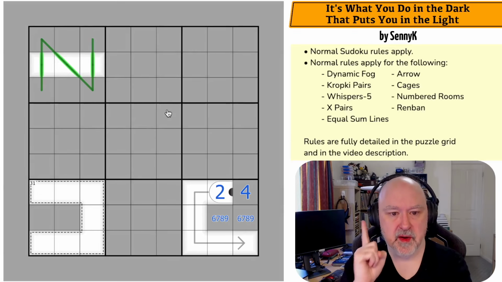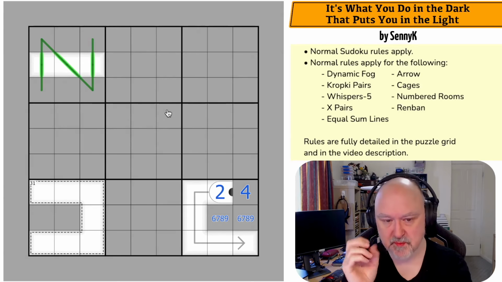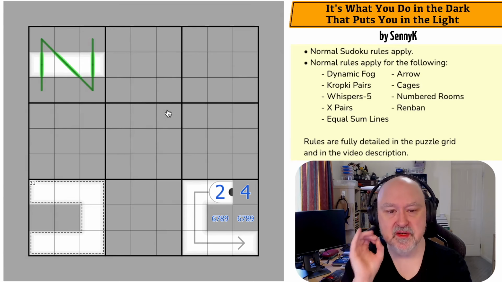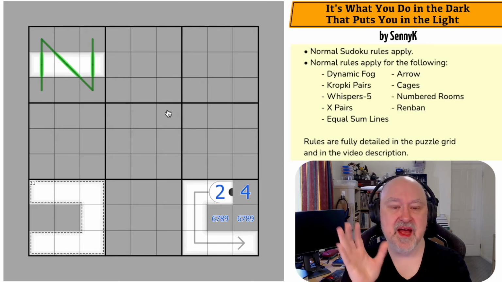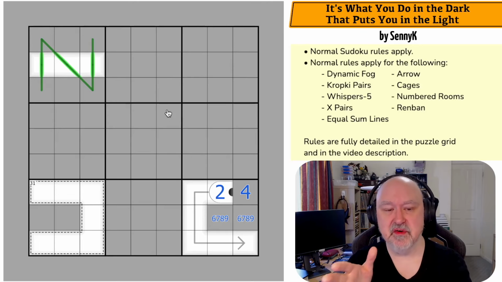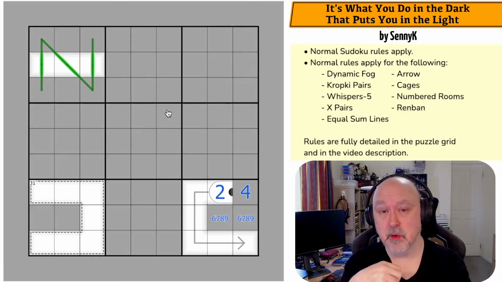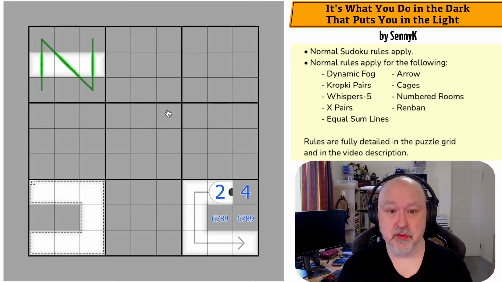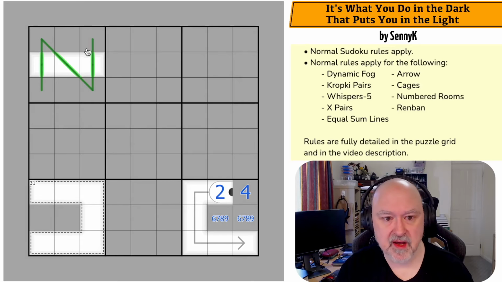Now, what do we know about whisper 5 lines? The first thing we can say is you cannot put a 5 on a whisper 5 line or a German whisper line, because you can't put anything next to it. In order to have at least 5 difference, you have to add or subtract 5 or more. If you add 5 or more to 5, you're at 10 or higher. If you subtract, you're at 0 or lower. None of that is possible in Sudoku digits. So you can never put a 5 on the line.